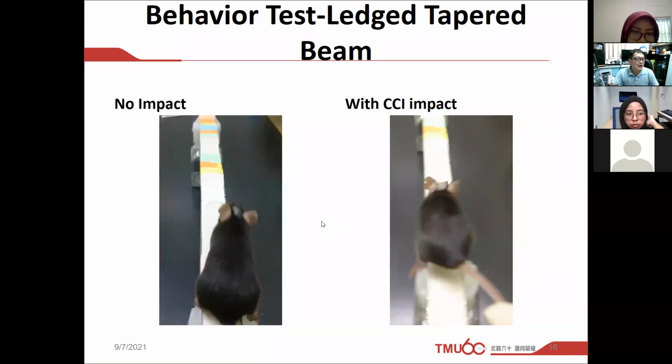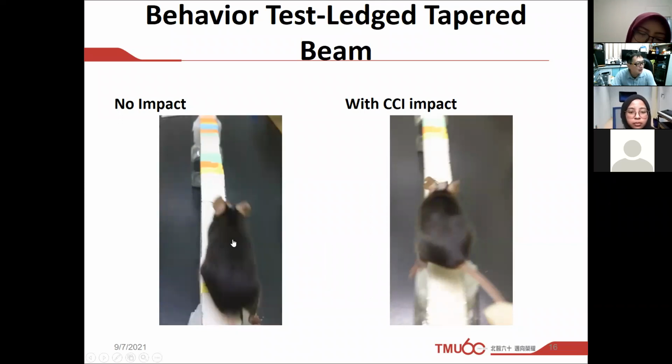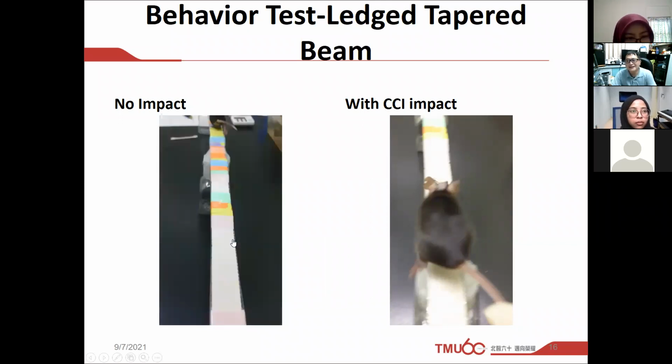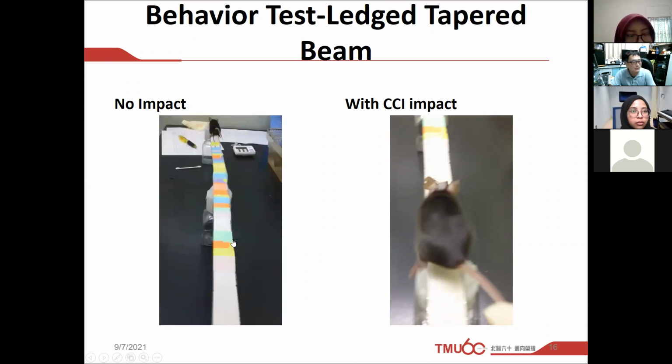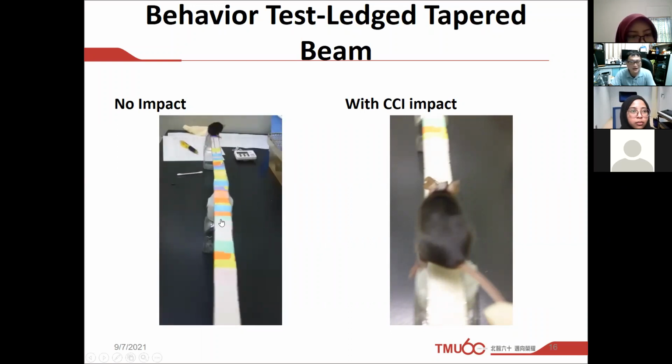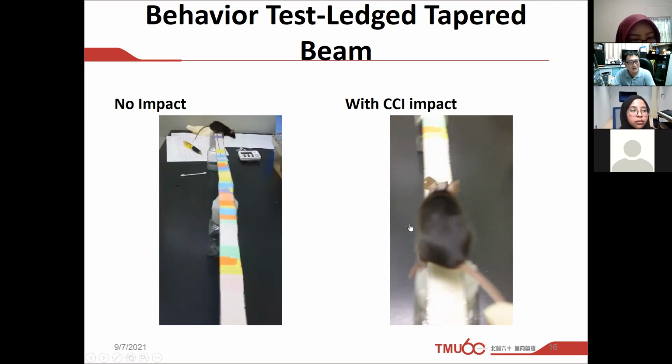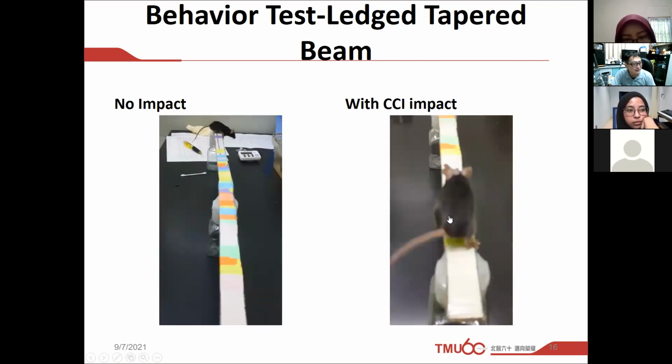Okay, let's see this one. Without the impact. Okay, that's a film. You can see the mice go through this bridge freely, right? No hesitation. And after impact, you can see that it's slow.